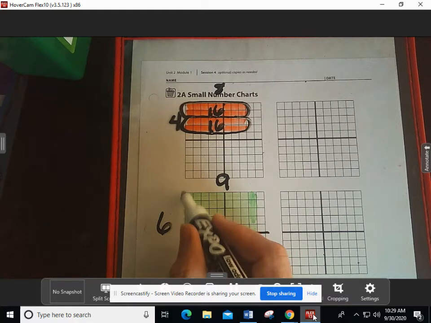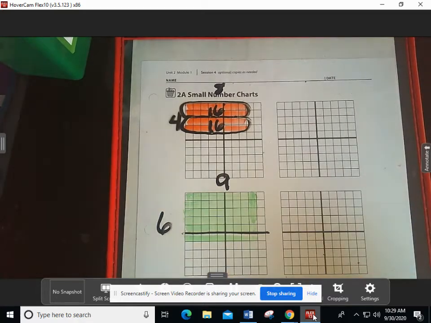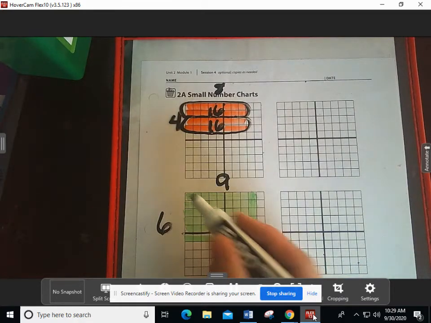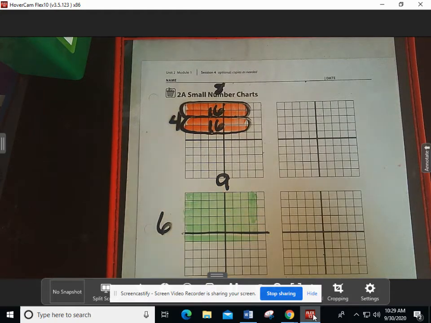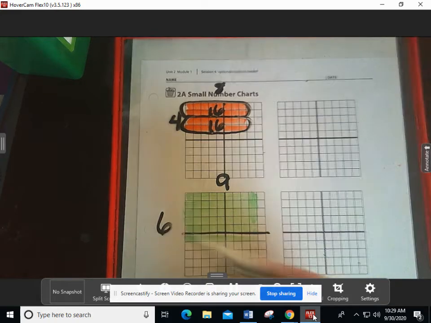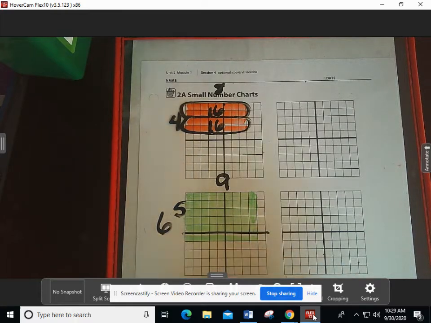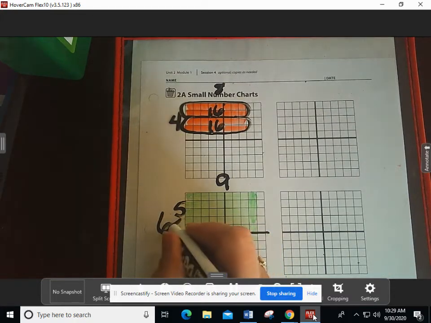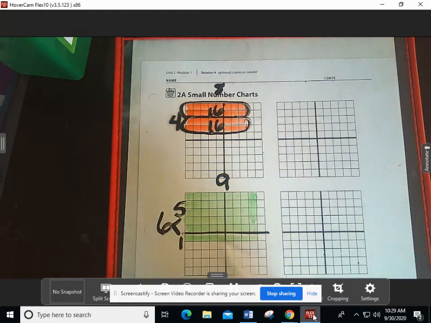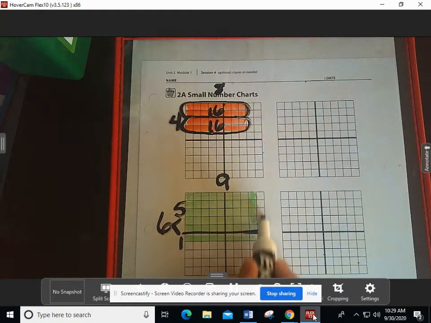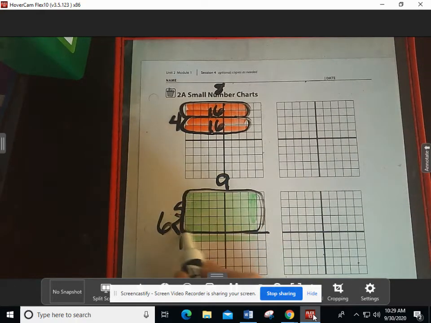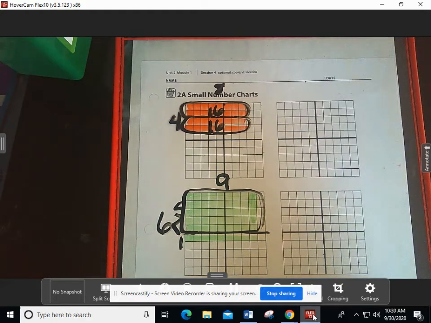How many are along here above this line? Trevor. 6. Oh, that's all of them. Let's go above the line. 5. And then how many are below that line? 1. There we go. We know 5 plus 1 is 6. So here we have this array, which is 5 times 9.